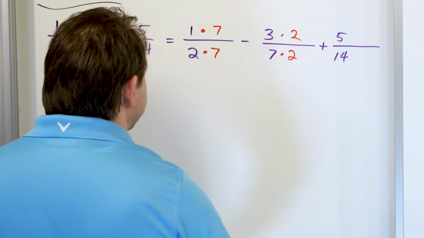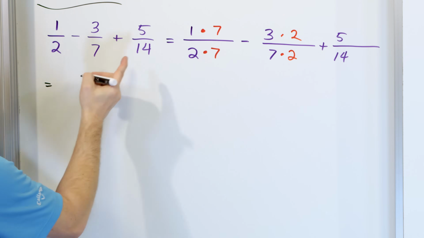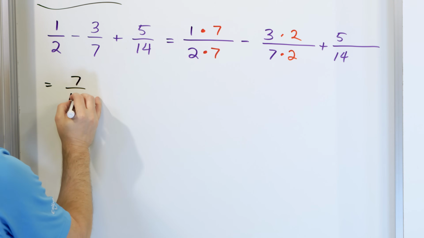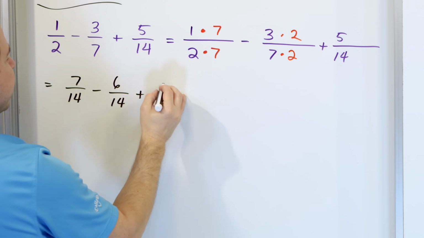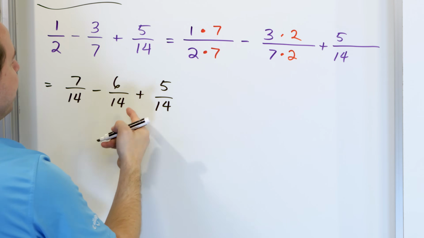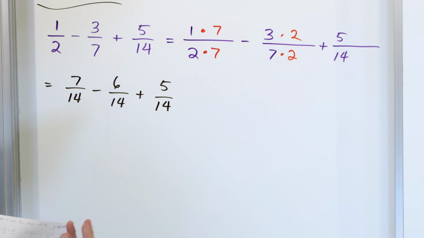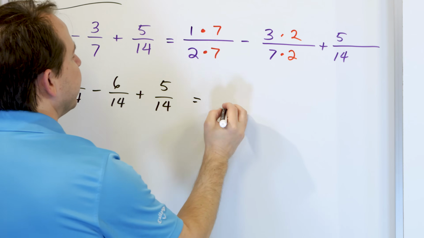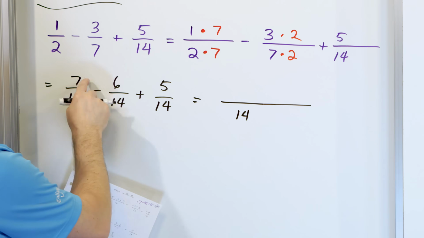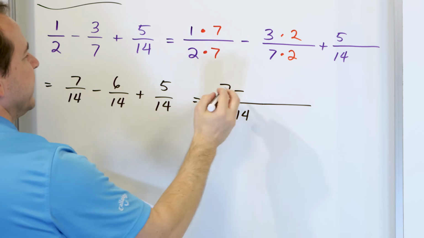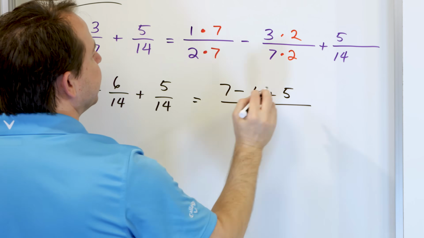Then I can add them. So that transforms the fractions. 1 times 7 is 7/14, minus 3 times 2 is 6/14, and then plus the 5/14. Now this problem becomes exactly what I did in the previous problem. I can just add them. The answers are going to be over 14. Keep the common denominator, I'll have 7 minus the 6 plus the 5.